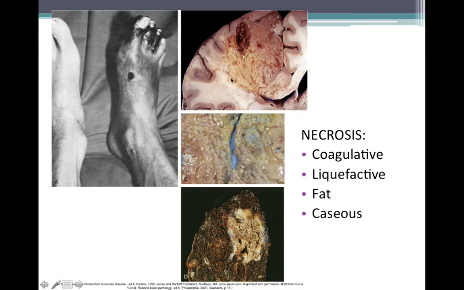Now, this is showing a form of liquefactive necrosis, where the cells start to break down and they form these large cysts. And inside of these cysts, you'd find the breakdown products of those dead cells, where lysosomal enzymes basically break down the cells that are dead. And so what you end up with then is this sort of soup of material from the dead cells that forms a cyst somewhere in the body.